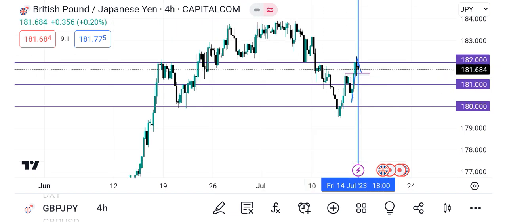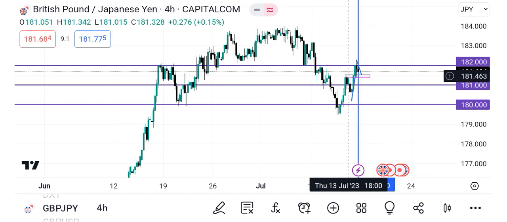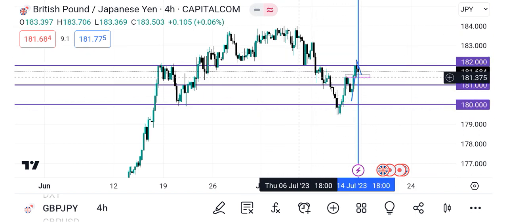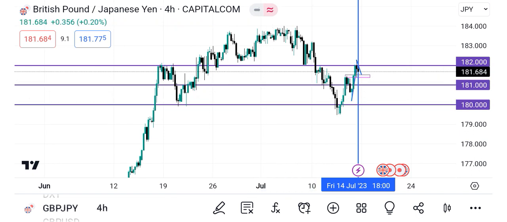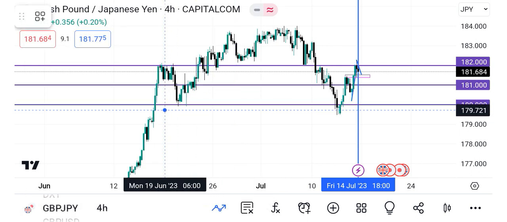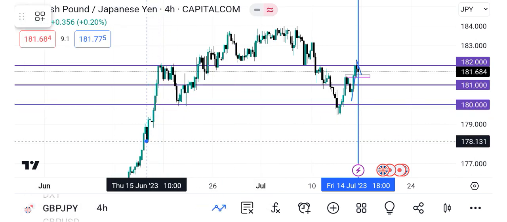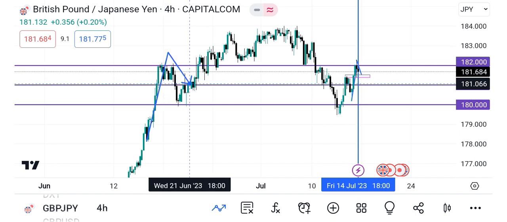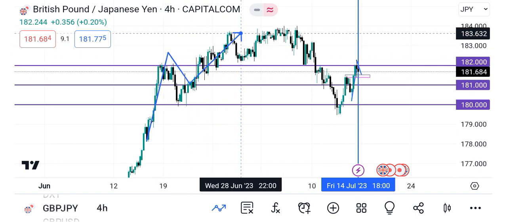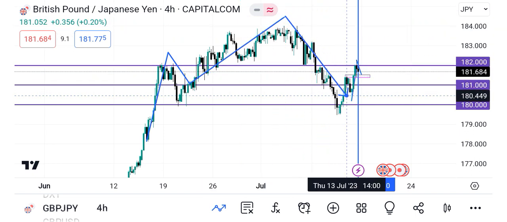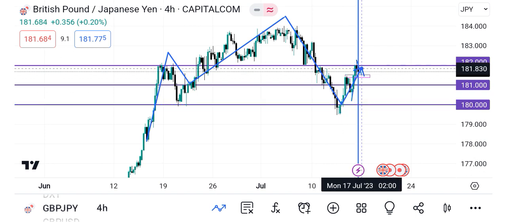However, as much as this is a pretty nice buy setup, we should be careful of this zone 182, because if you look at it properly, this is a head and shoulder pattern. A head and shoulder pattern has been created. Looking at this, you see this first shoulder, price came down. This is the head, comes down again, comes up again, and creates the second shoulder.